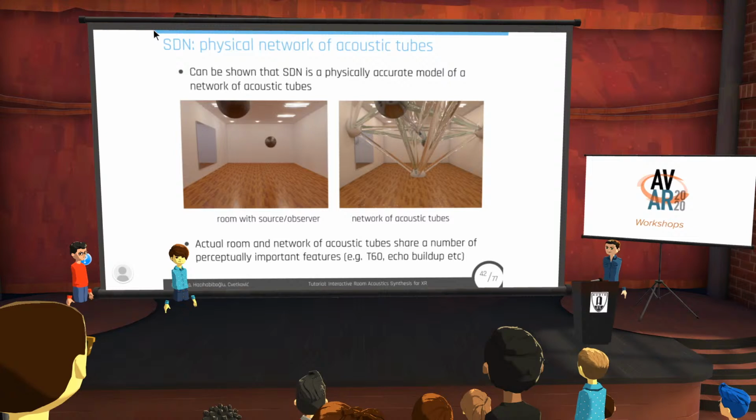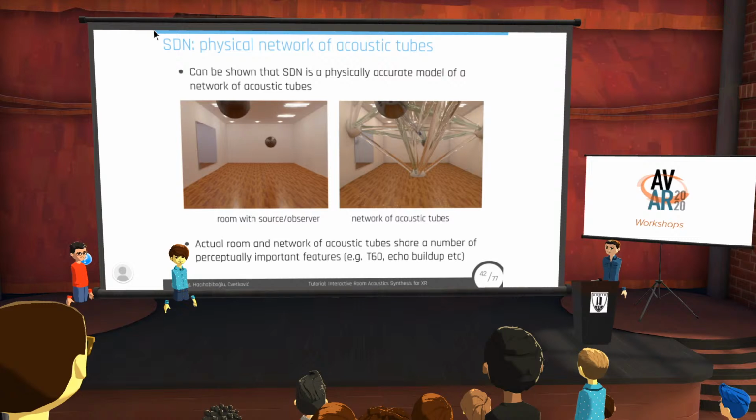Anyways, on the right-hand side, you see a visualization, a rendering of this network of acoustic tubes. And this network of acoustic tubes, SDN is an exact model for it.